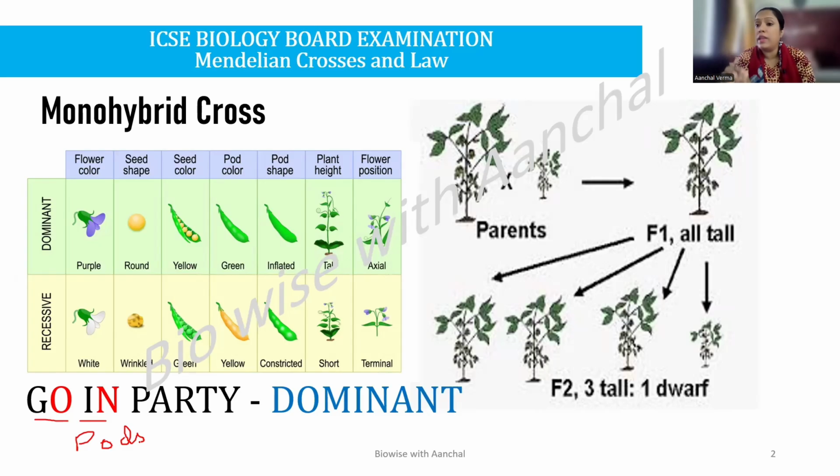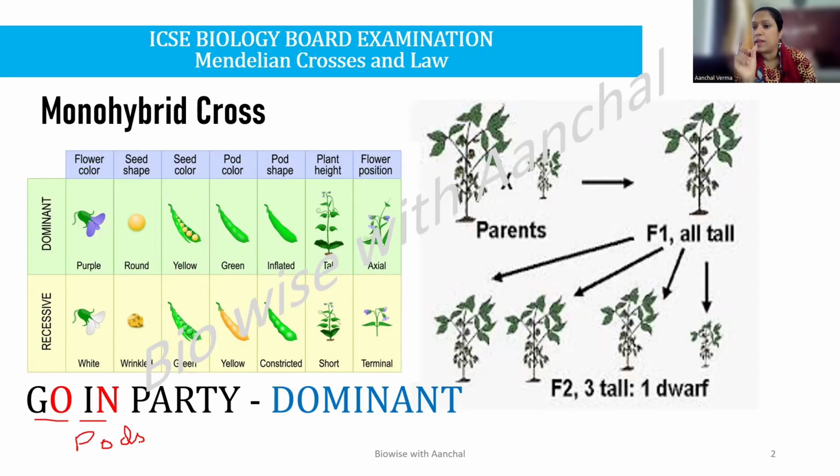So green and inflated pod are dominant traits. Purple flower, axial flower, then you have round seed, tall plant, and yellow seed is party. So "go in" is for the pod and "party" is for the other traits. So there are a total of 7 characters that we are going to study.